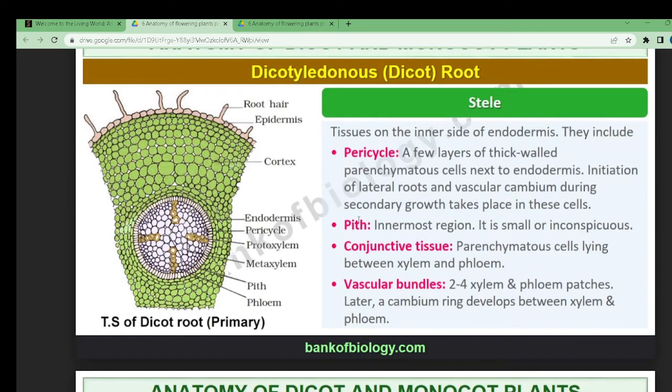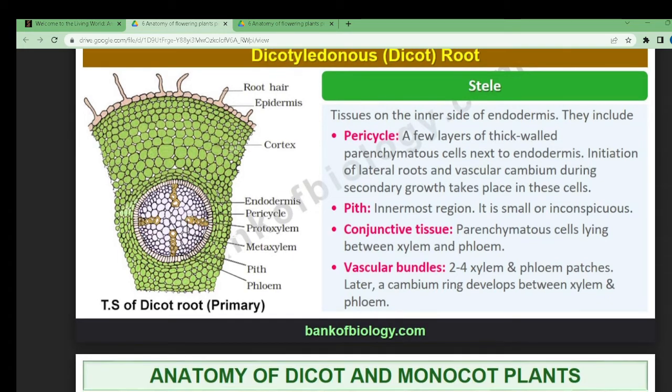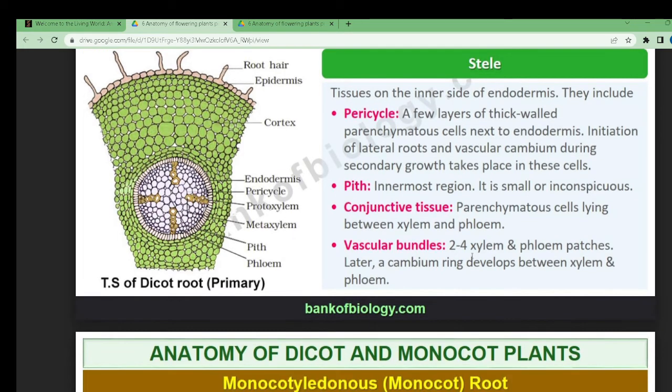Now the stele part: the tissues on the inner side of the endodermis include the pericycle. So inside the endodermis, there are xylem and phloem, and together with that it also contains a pericycle, a few layers of thick-walled parenchymatous cells inside the stele part. So after the endodermis, the whole part is stele. Here all the vascular tissues are present, which are nothing but xylem and phloem. Pith is the innermost region, small and inconspicuous. You can see the pith, the innermost region.